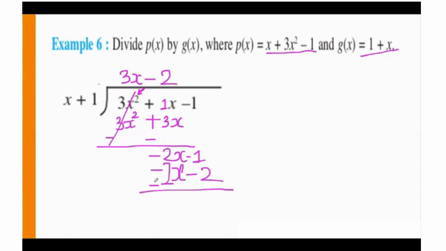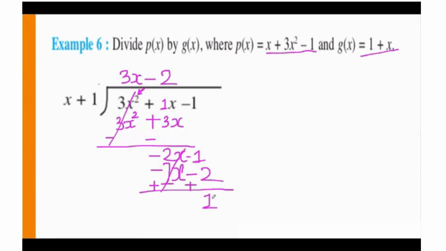So this becomes positive, negative becomes positive, again negative becomes positive. Now these two, negative and positive, cancel out. Here I have minus 1 plus 2, which will give me positive 1. And this is my remainder.